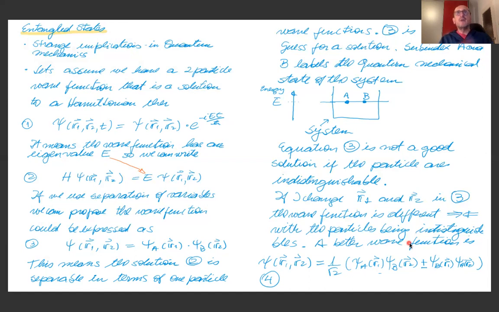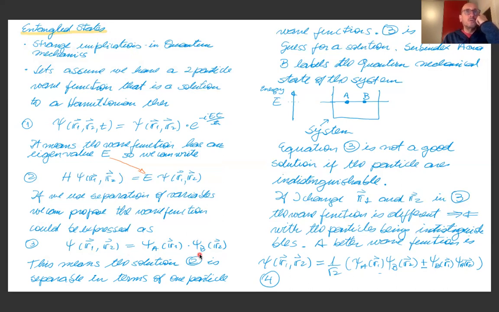It means that phi squared, which is the probability distribution of R1 and R2, if I square that and I change R1 and R2 in that expression, I should get the same probability distribution. If the probability distribution changes when I change R1 and R2, it means that the particles are distinguishable, not indistinguishable. So this solution here is not a good solution for indistinguishable particles, because I know that particle 1 is in state A and particle 2 is in state B.